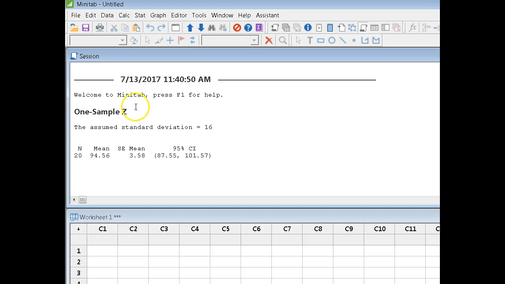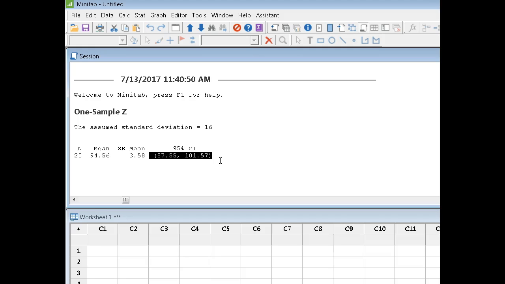So it's a one sample Z interval. We have told it that the population standard deviation is 16. And it tells us, as we already input, that the mean of our sample was 94.56. So that's the mean of the 20 people, their average IQ. What is the average IQ of the entire population?